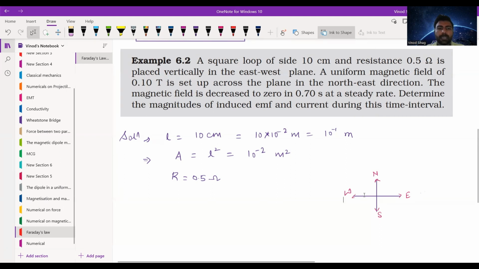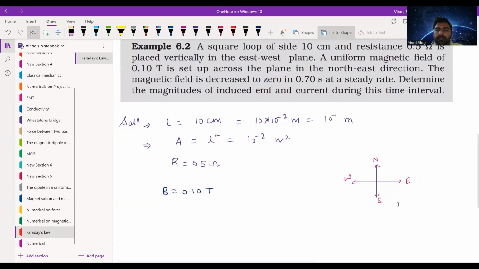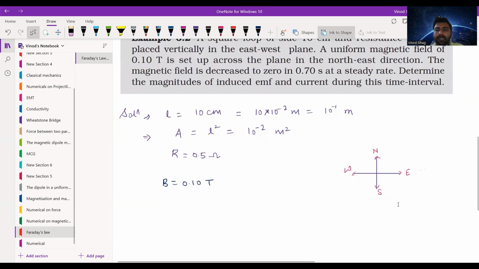And now a uniform magnetic field of 0.10 Tesla. So magnetic field is given as B equals to 0.10 Tesla is set up across the plane in the northeast direction. Okay, so we can say they have set up the plane in the northeast direction. Northeast direction means like this. The plane is set up like that. Now, the magnetic field is decreased to 0 in 0.70 second at a steady rate.